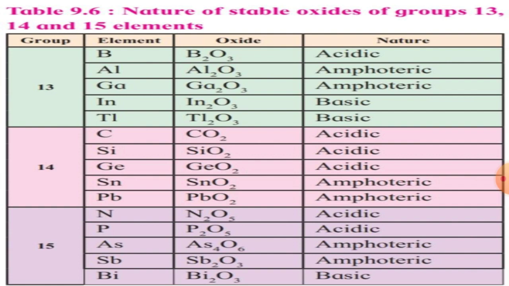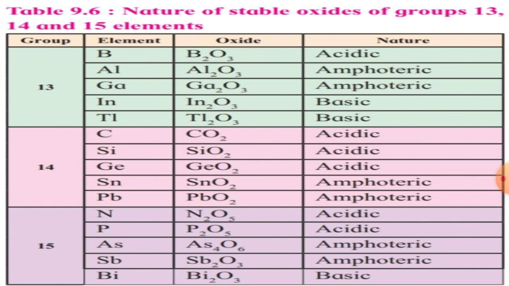So we are moving further towards group 14, in which carbon in oxide form is acidic in nature. Silicon in its oxide form is acidic in nature. Germanium in oxide form is acidic in nature, while tin and lead in oxide form are amphoteric in nature. So from group 14, carbon, silicon and germanium in their respective oxide forms are acidic in nature, while tin and lead in their respective oxide forms are amphoteric in nature.